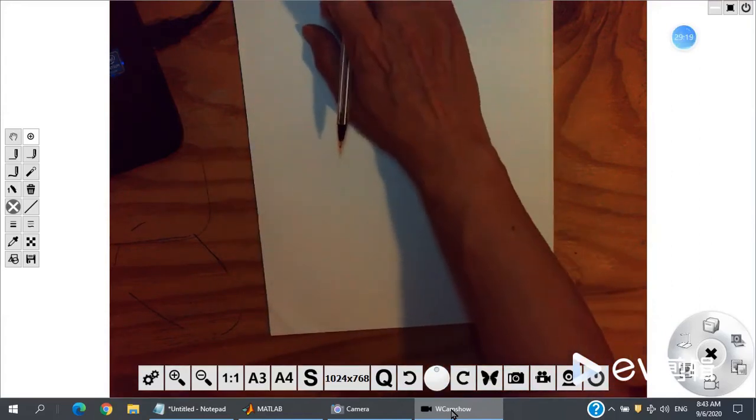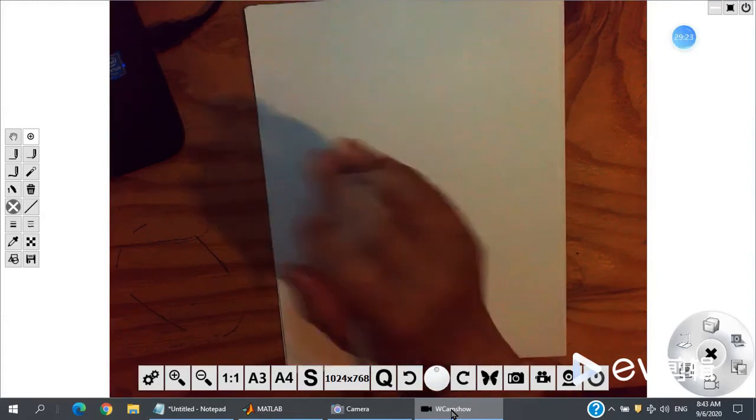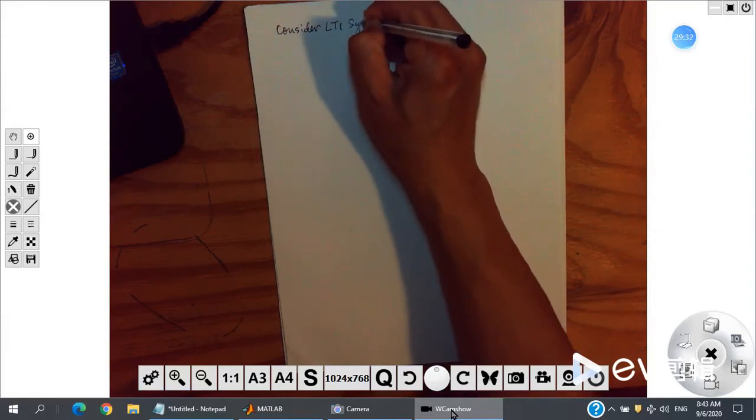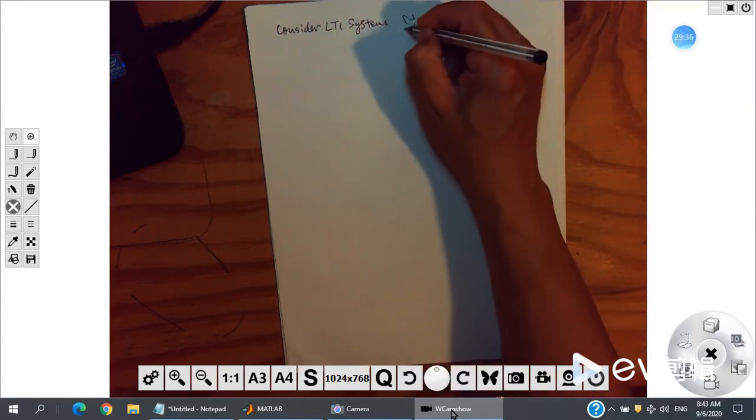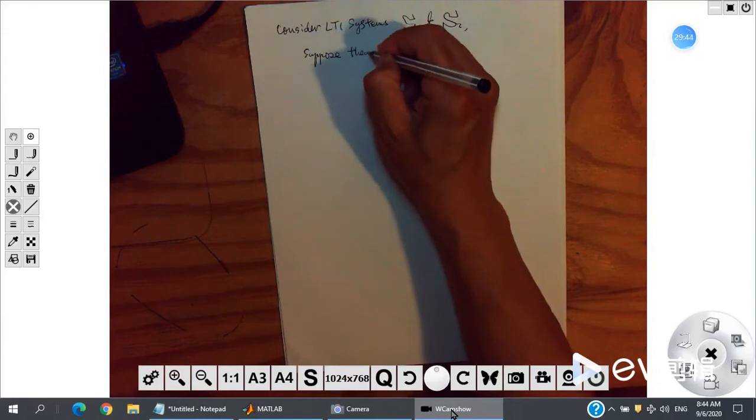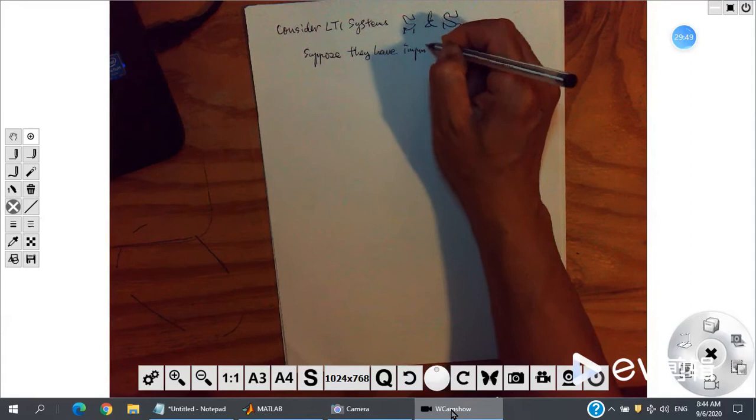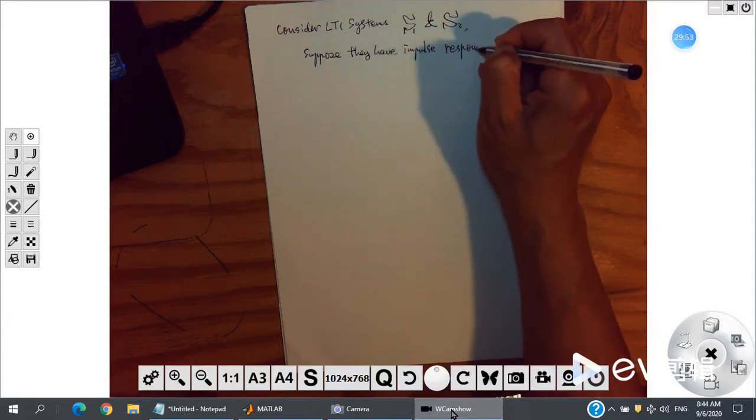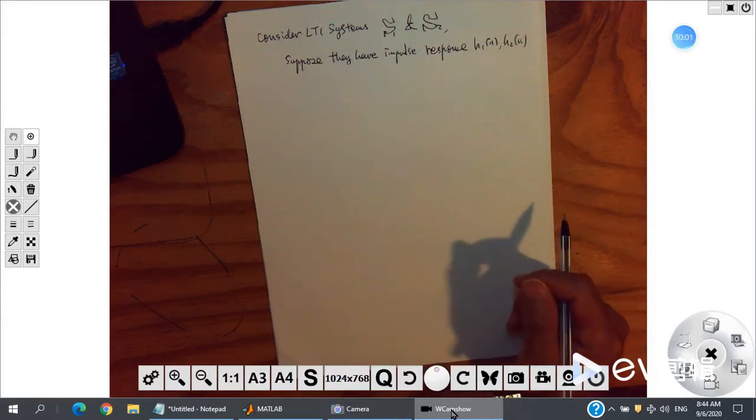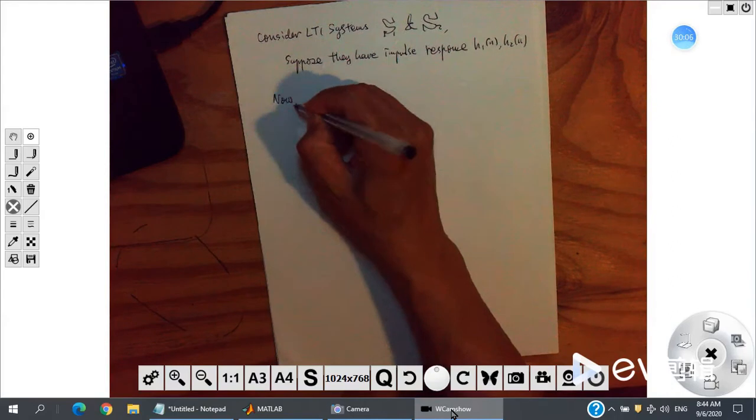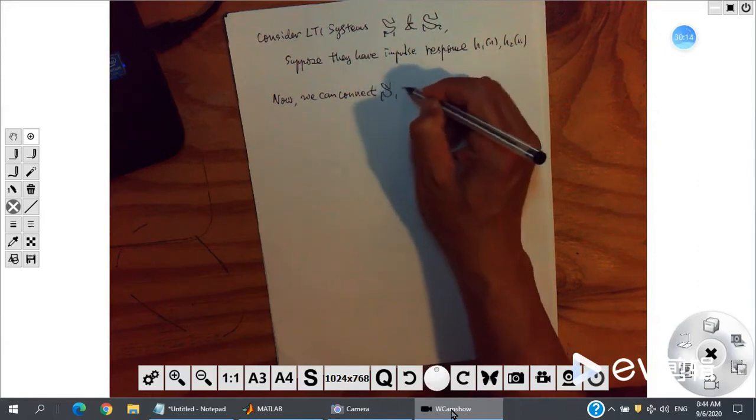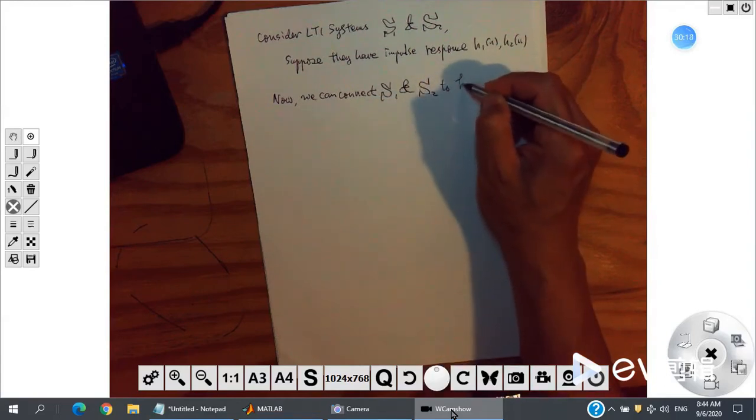Now we consider if we have two systems and we combine them. What can we have? Consider LTI systems S1 and S2. Suppose they have impulse responses H1 of N and H2 of N respectively, right? Two systems, each one with an impulse response. Now, we can connect S1 and S2 to have a new system, right?